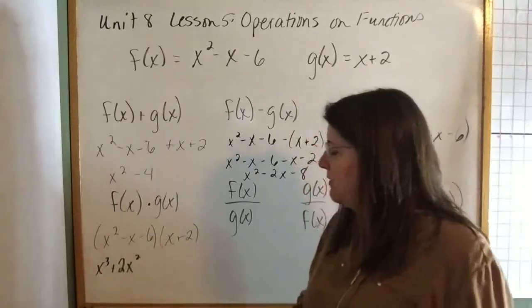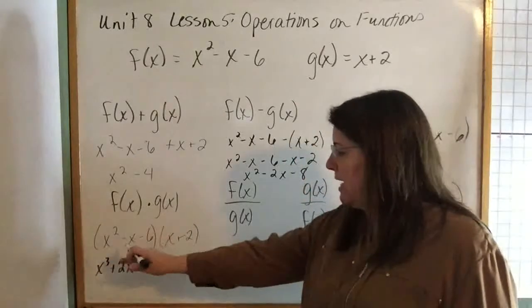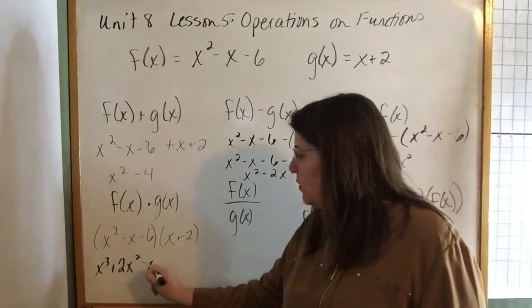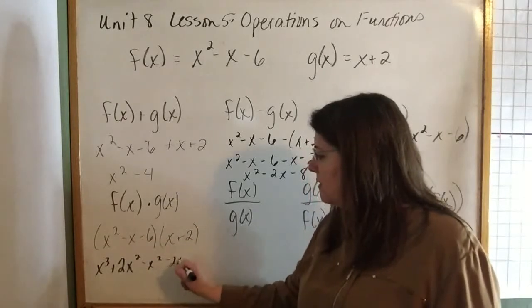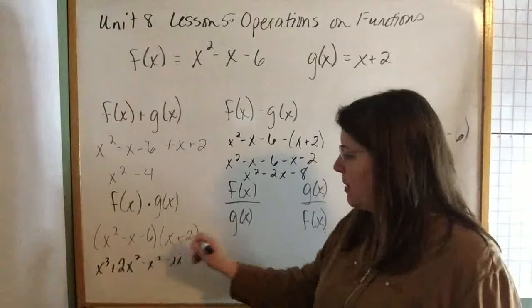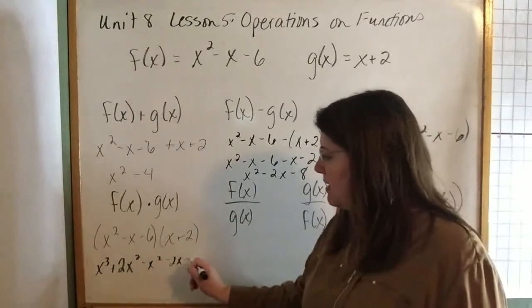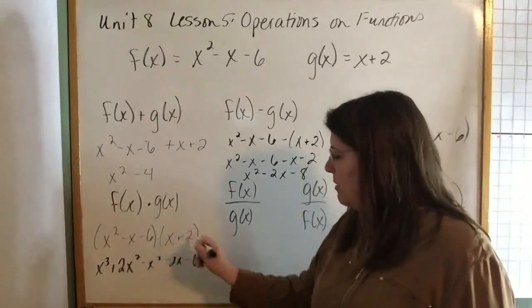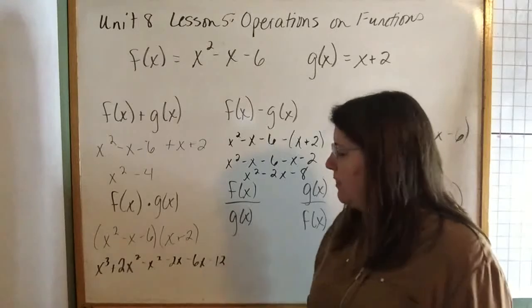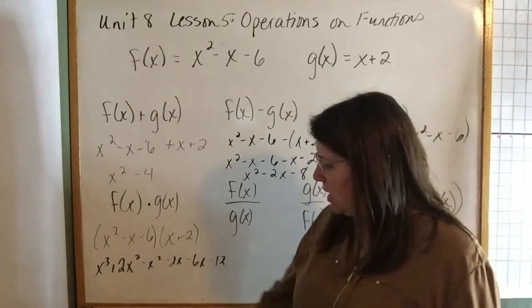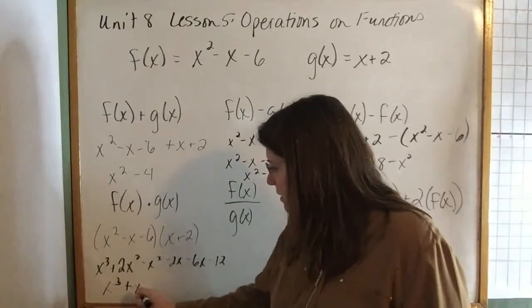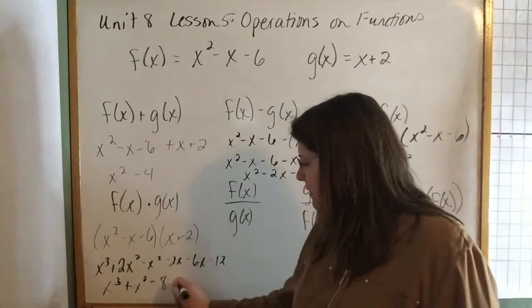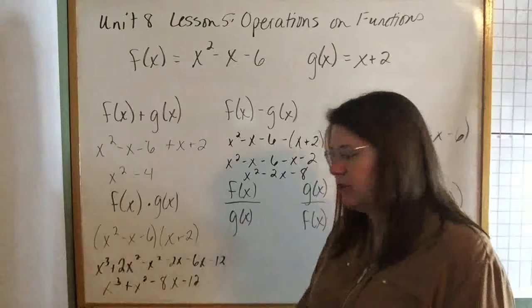Then I take the negative x and multiply both terms. Negative x times x is negative x squared. Negative x times 2 is negative 2x. Then I take the negative 6 and multiply by both terms. Negative 6 times x is negative 6x. Negative 6 times 2 is negative 12. Then I add my like terms. So I would have x cubed plus x squared minus 8x minus 12 to finish that problem off.